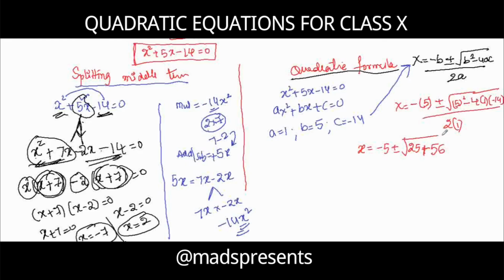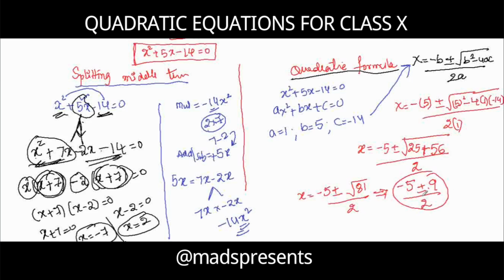56 by 2. Now x is equal to minus 5 plus or minus what? 25 plus 56 is 81, right? 81 by 2. So if you solve the square root term, minus 5 plus or minus 81 is simply 9 by 2. Now from this, go with plus in case 1, go with minus in case 2.